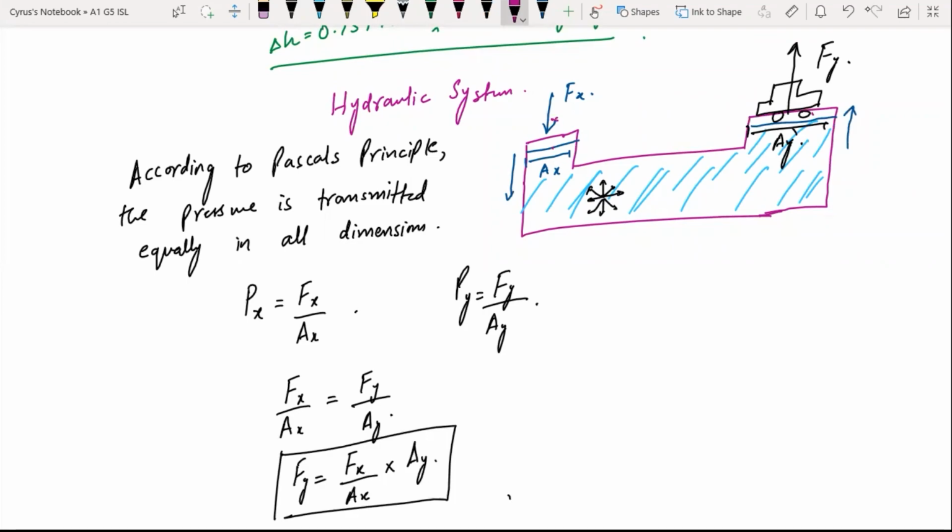But you might be thinking, isn't it a violation of conservation of energy? You are getting something out of nothing.